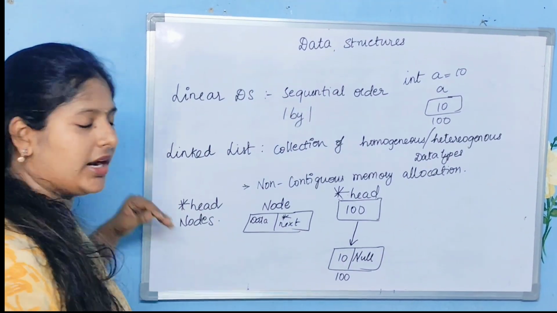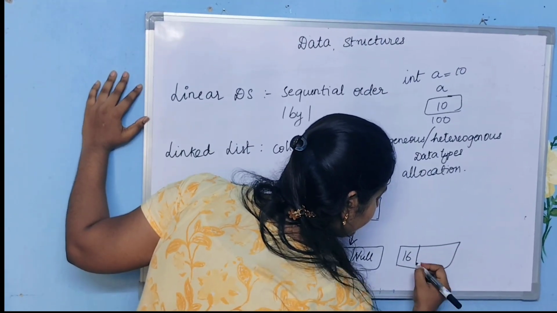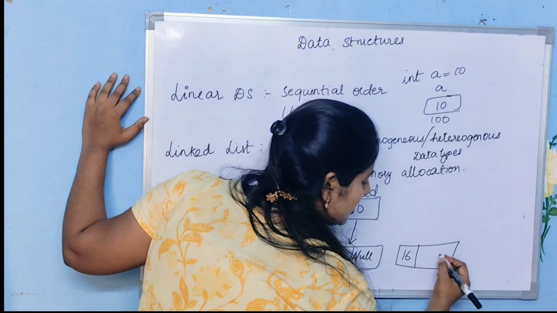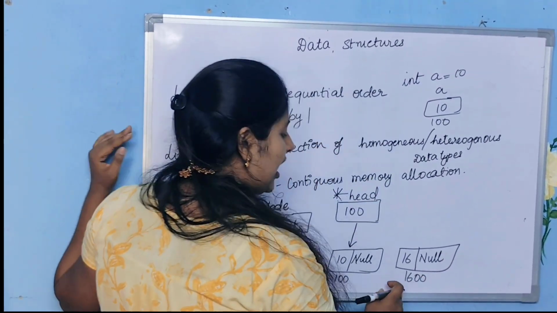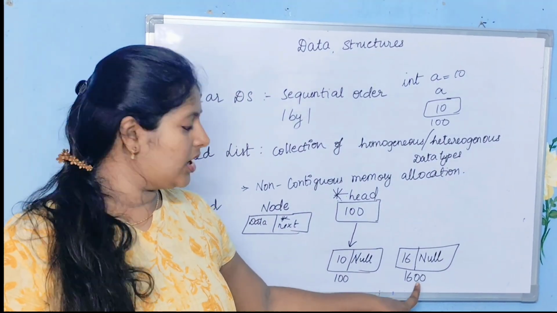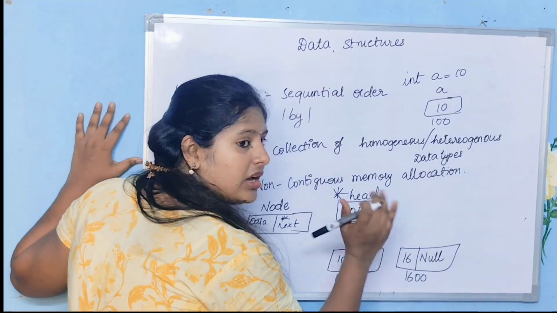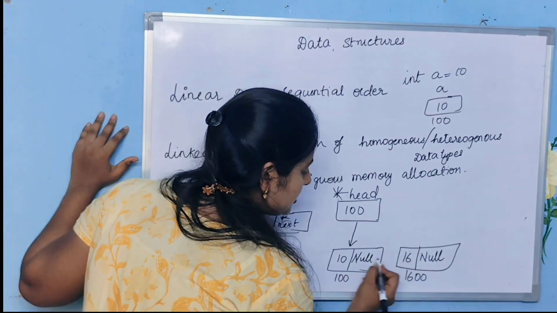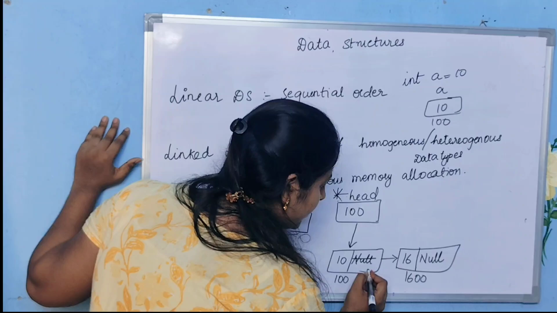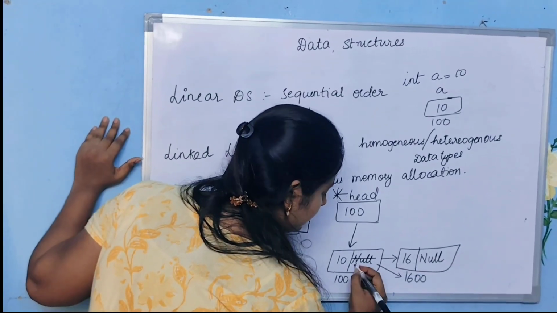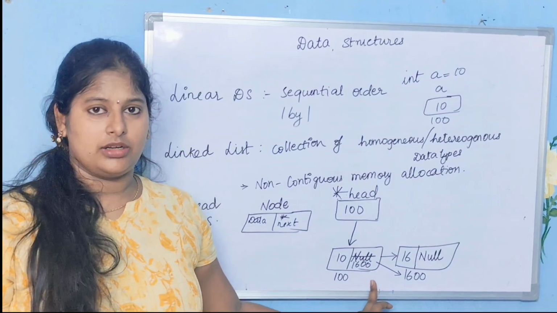Okay. Now I try to add an element here. My second element is 16. Are there any elements after this? No. So, a random location: I had space at location 1600. So, I have stored 16 over here. After 10, are there any elements? Now, I have added an element. So, my next element after 10 is 16. So, this is connected to this. This null changes, and now this is pointing to this one. So, 10's next address is 1600.